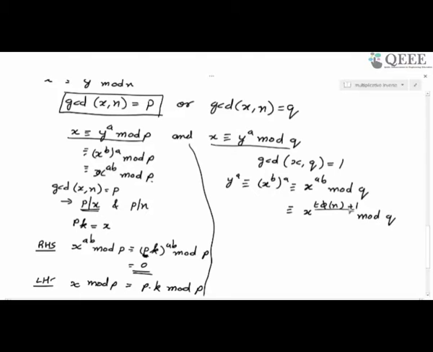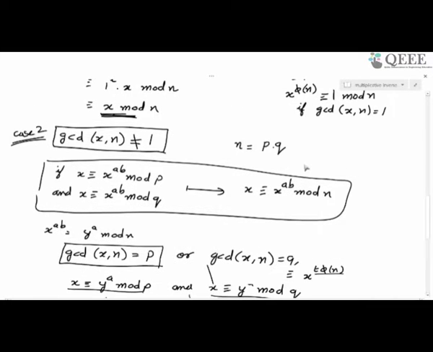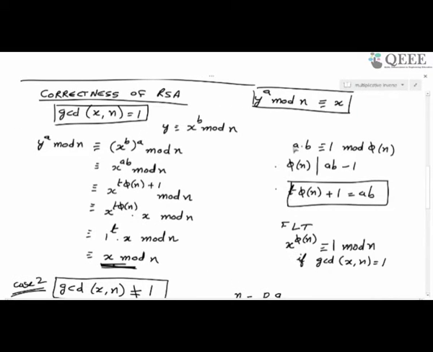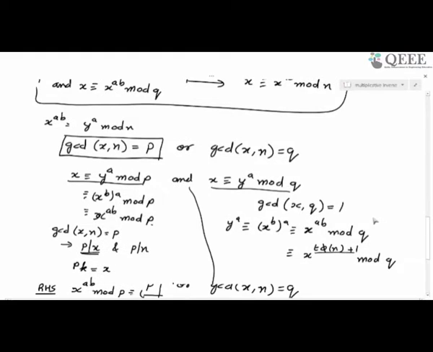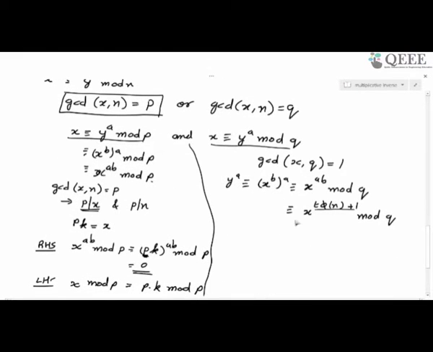So how did we get this? Recollect that we are using the same notation we used previously, that a into b is congruent to 1 mod phi of n. Therefore phi of n divides ab minus 1, and therefore t into phi of n plus 1 is equal to ab, and we have just substituted the value of ab as t phi of n plus 1. However, we know that t phi of n is actually equal to t into phi of p into phi of q.